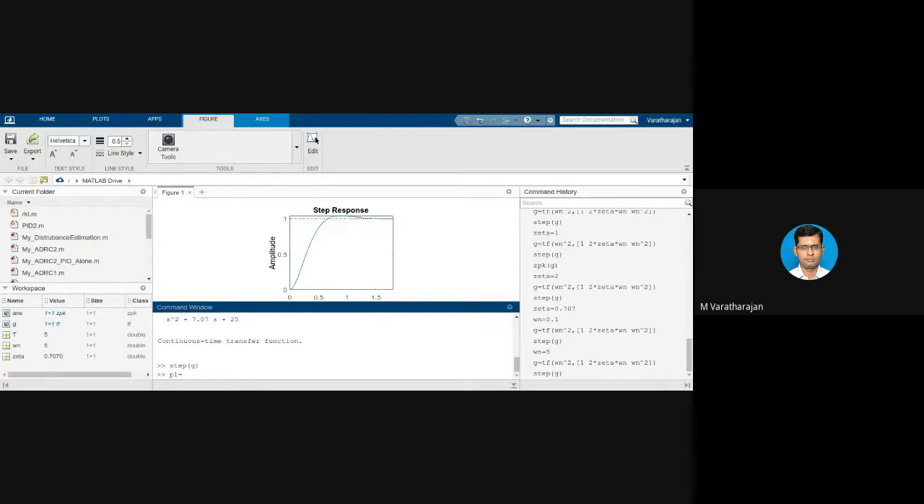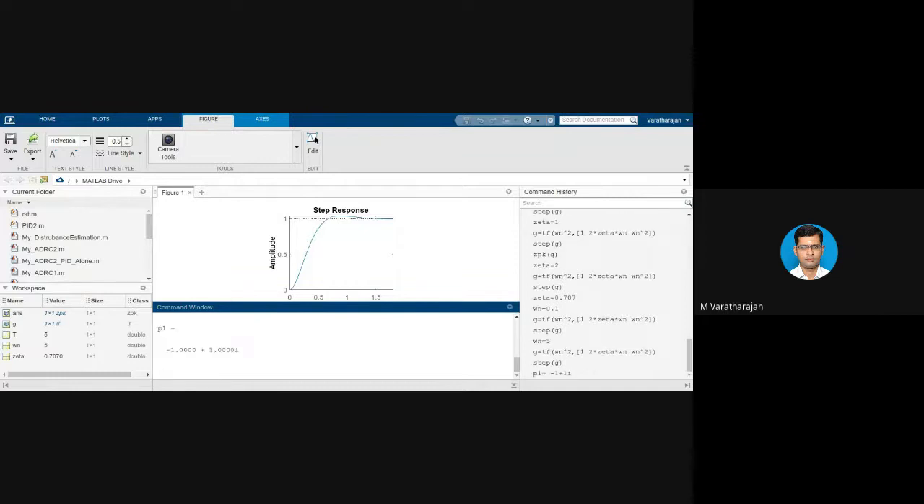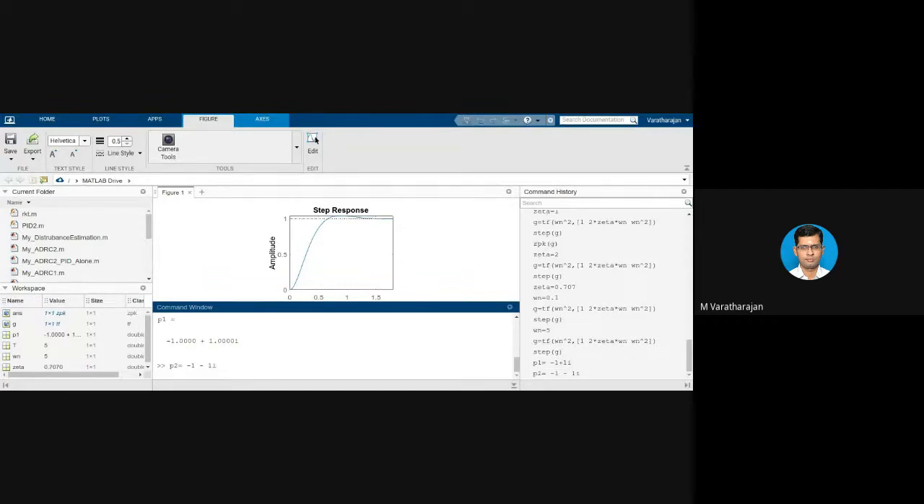I am going to create two poles. The first pole is -1 plus 1i. I means complex number j. And the second pole is going to be -1 minus 1i. If the poles are complex, they have to be complex conjugates. We need to keep this in mind while creating the poles.